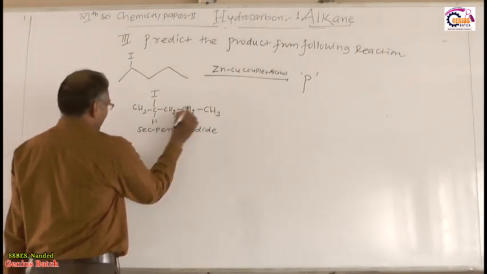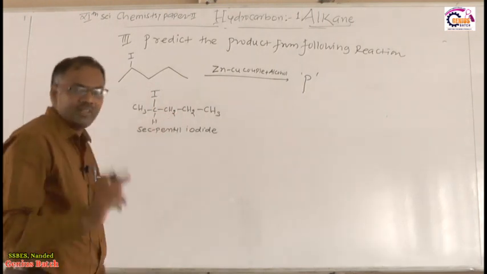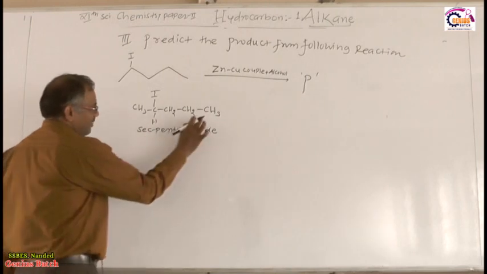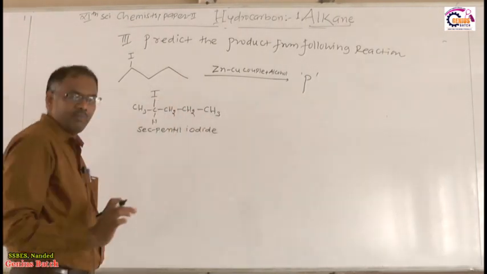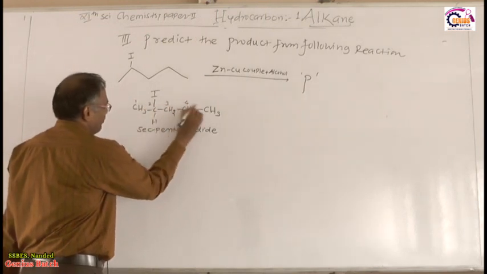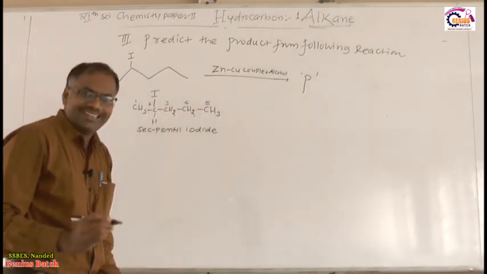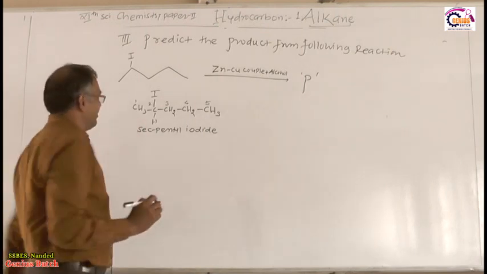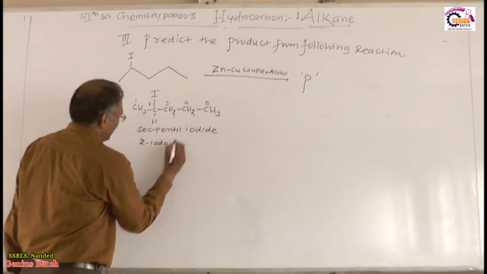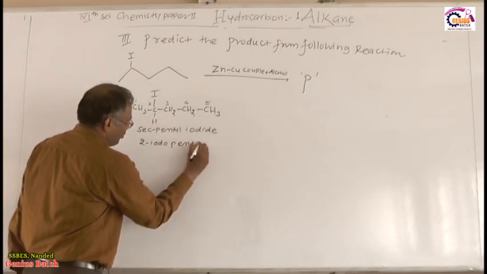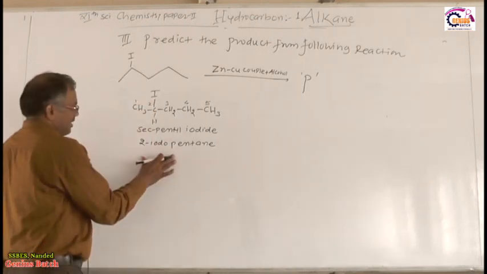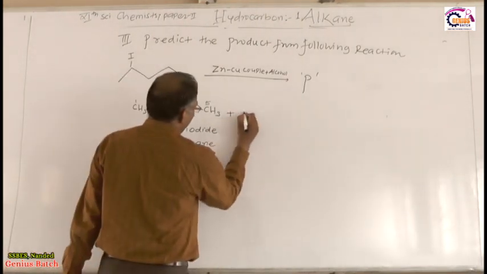Then the IUPAC name. Select the longest continuous chain of carbon atoms in which the halogen atom should get the least possible number. If we start numbering from this carbon, the halogen gets number 4. If we start numbering from this carbon atom, the halogen gets number 2. Therefore this is the selected chain. At the second carbon atom, iodine is there, so 2-iodo. How many carbon atoms are there? 5. 2-iodopentane is the IUPAC name. So secondary pentyl iodide or 2-iodopentane.